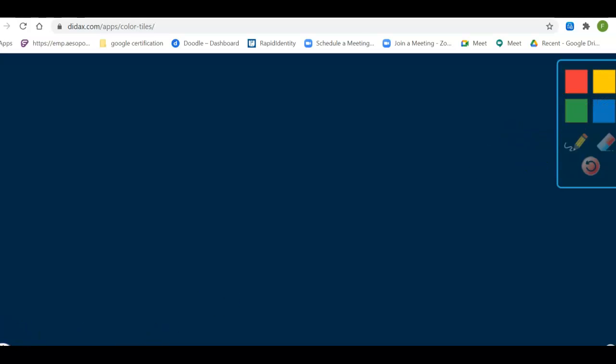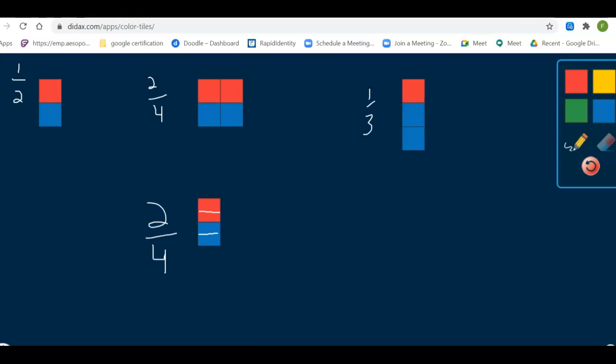So I'm going to pause the video, and I want you to pause, and I want you to go ahead and try to represent those three fractions, the 1/2, 2/4, and the 1/3. Okay, so I've used my online tiles to show you what the fractions look like.